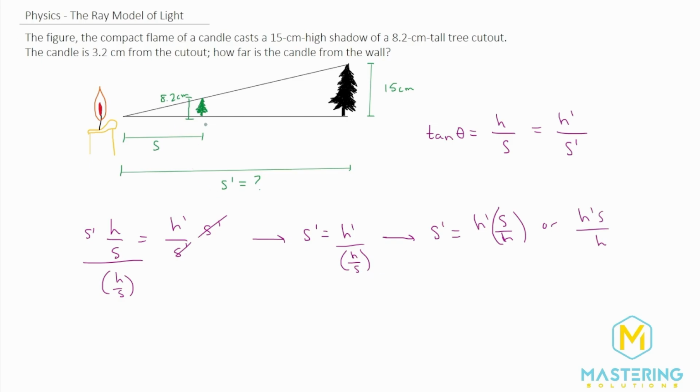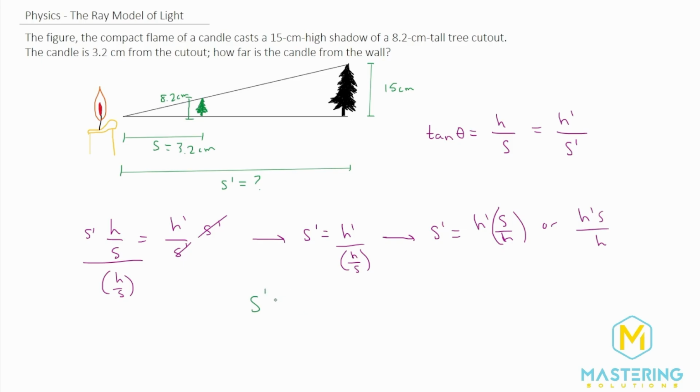I guess I didn't write it here, but the question tells us that the candle is 3.2 centimeters from the tree cutout. Now, remember, whatever units we plug into the equation, that's what it's going to give us out. Since we have everything in centimeters, I'll just keep it in centimeters, and that way it will simplify our life a little bit and give us centimeters for the answer.